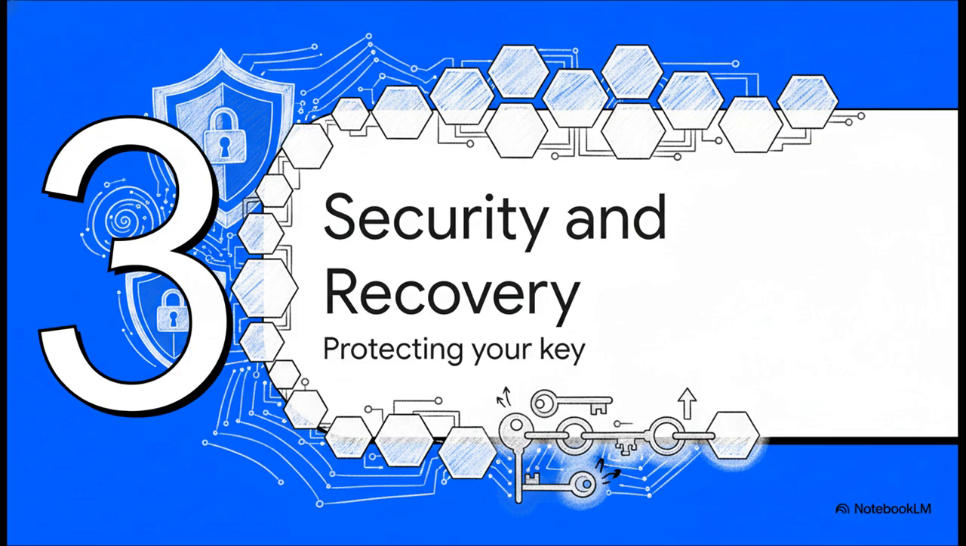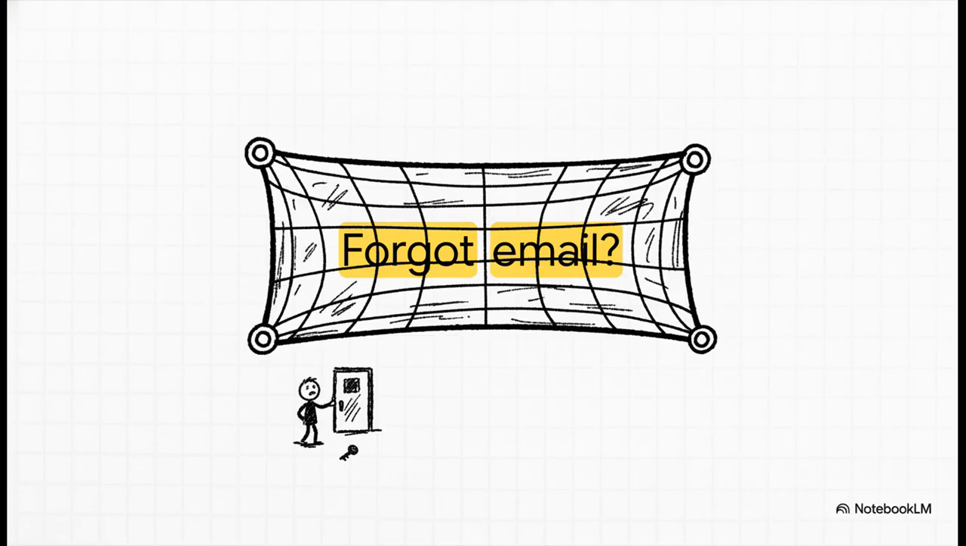And that's where the next layer of this page comes into play, security and recovery. The very first safety net is sitting right here. Forgot email? It's such a small link, but it's the main line of defense when you lose your key or you just get locked out. It's basically an acknowledgement that we're human and we forget things.